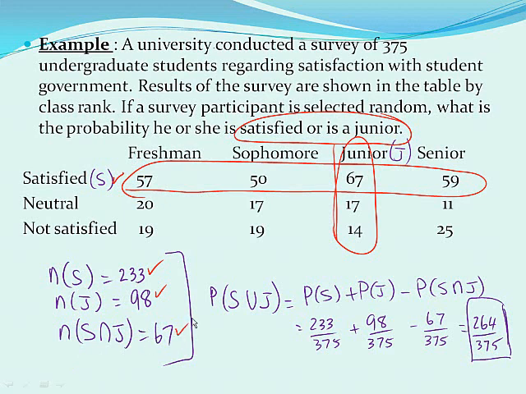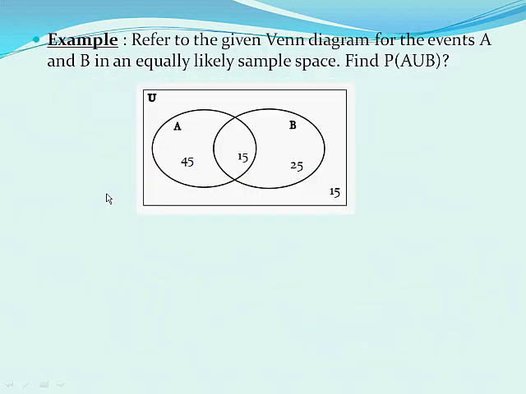Now we can use the probability formula. Probability of the union equal to probability of S plus probability of J minus the probability of the intersection. So when we put the numbers, notice that the sample space will be containing 375 students. So denominator will be 375. So this S here is not the sample space, that is the event that a student be satisfied.